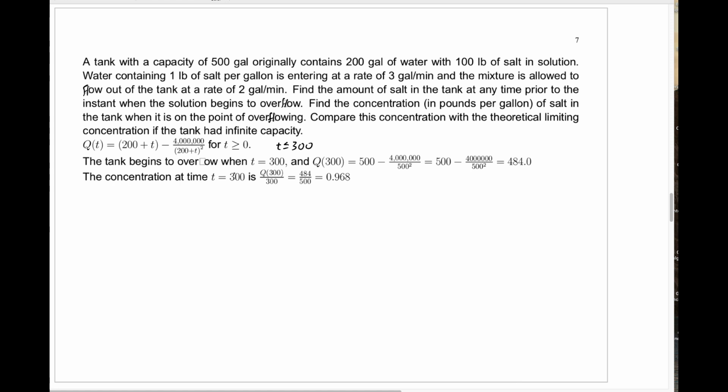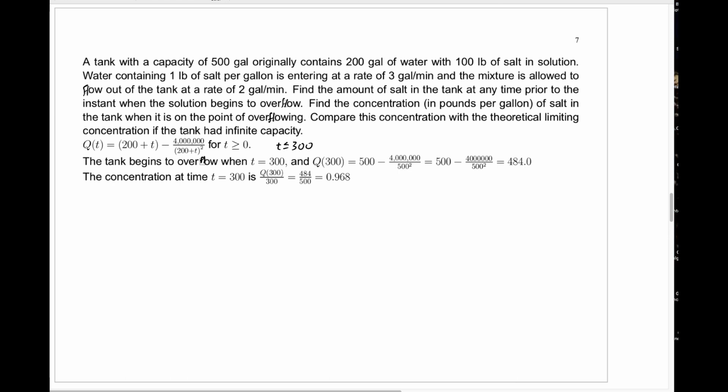And that means we'll want t less than or equal to 300. Why 300? Because it's a 500-gallon tank, starts with 200 gallons of water, so after 300 minutes, it's reached a capacity of 500, and after that, it starts to overflow. So the tank begins to overflow when t is 300. And we just find that q of 300 is (200 plus 300) minus 4 million over 500 squared, which is, when you get out your calculator or do some computations in your head, 484.